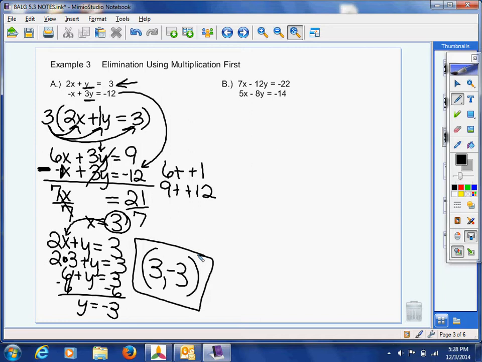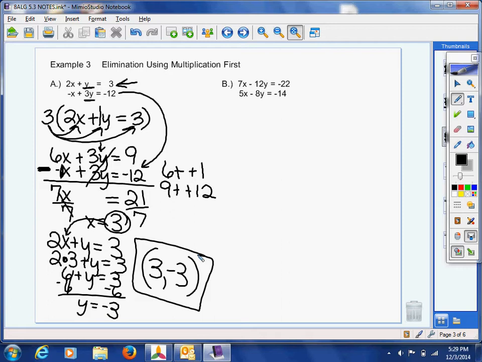Okay, let's look at B. B, we're going to have to adjust both equations, okay? So I've got a 7 in front of the x, a 5 in front of the x. If those were my two denominators, what would be the lowest common denominator of those two numbers? Yeah, I could turn them both into 35. How about the y's? I got negative 12 and negative 8. Well, as I'm kind of going through my mind, I could make them both negative 24. Could. I mean, that's a possibility.